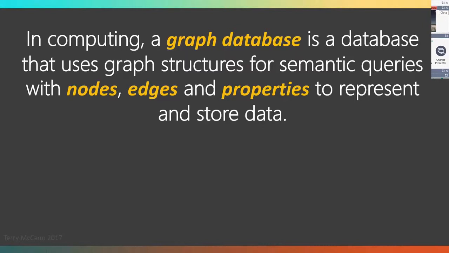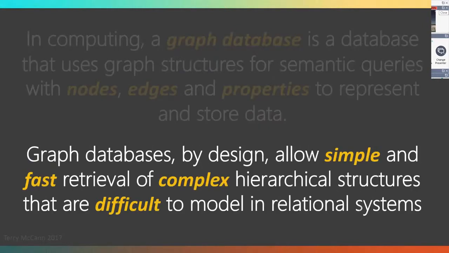So a graph database by design allows for a simple, fast retrieval of complex hierarchical structures that are difficult to model in a relational system. And now this is the key bit, really. Difficult to model in a relational system. Not impossible. Definitely not impossible, but difficult. So with a graph database, we're aiming for something that's quite simple to do and that relieves some of the complexity and the difficulty of storing that data in a relational database system.